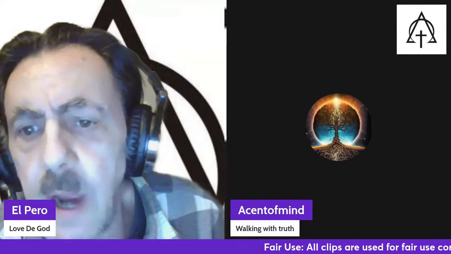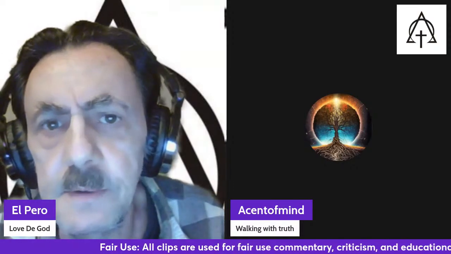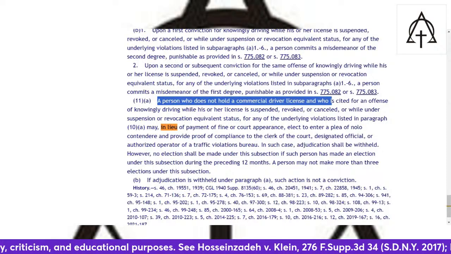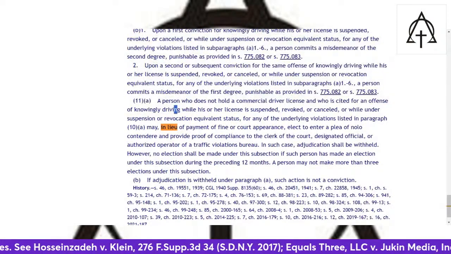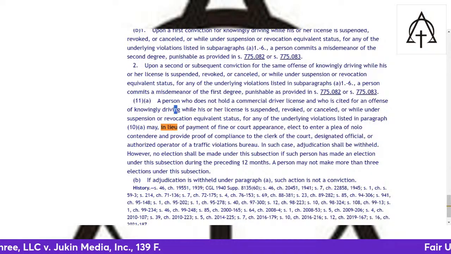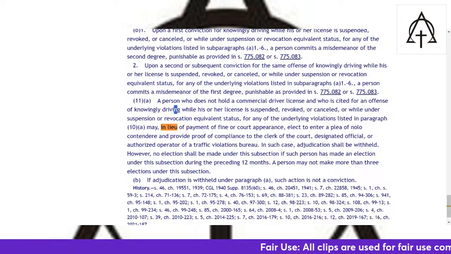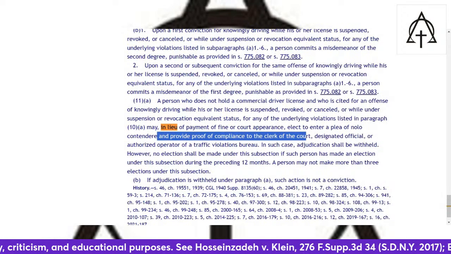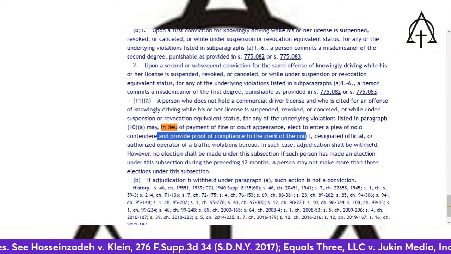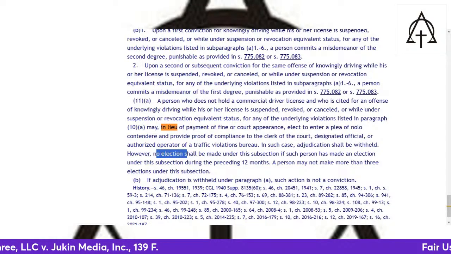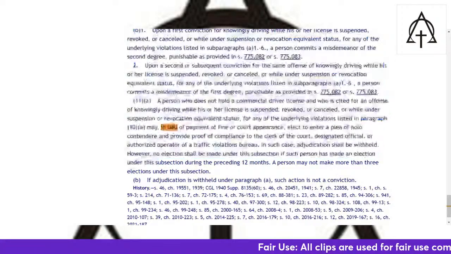A person who does not hold a commercial driver's license and who is cited for an offense of knowingly driving while his or her license is suspended, revoked, or canceled, or while under suspension or revocation equivalent status for any of the underlying violations in paragraph 10A, may, in lieu of payment of fine or court appearance, elect to enter a plea of nolo contendere and provide proof of compliance to the clerk of court, designated official, or authorized operator of Traffic Violations Bureau. In such a case, adjudication shall be withheld. However, no election shall be made under this section if such person has made an election under this subsection during the preceding 12 months.